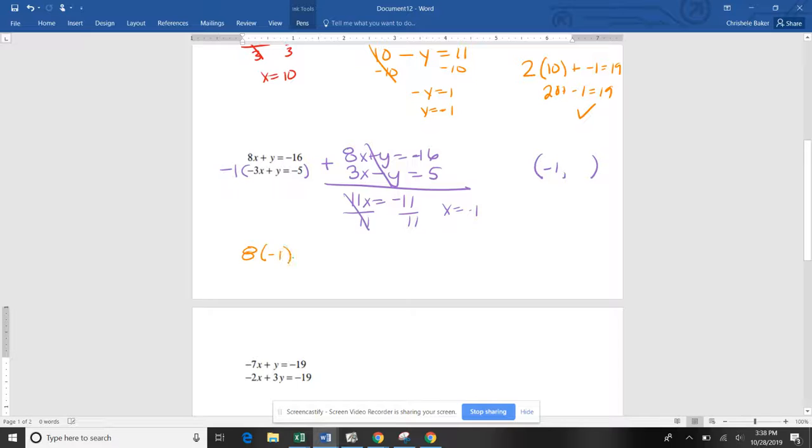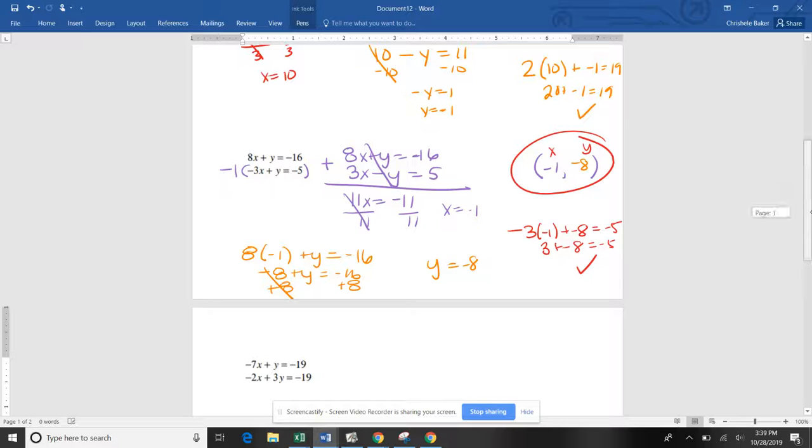Eight x plus y equals negative 16. I'm going to add 8 to both sides. And negative 16 plus 8 is negative 8. So since I use the top equation, I'm going to use the bottom one to check. So again, this is x, this is y. So negative 3x plus y equals negative 5. That's positive 3. 3 plus negative 8 is negative 5. It sure is. So there's my answer.